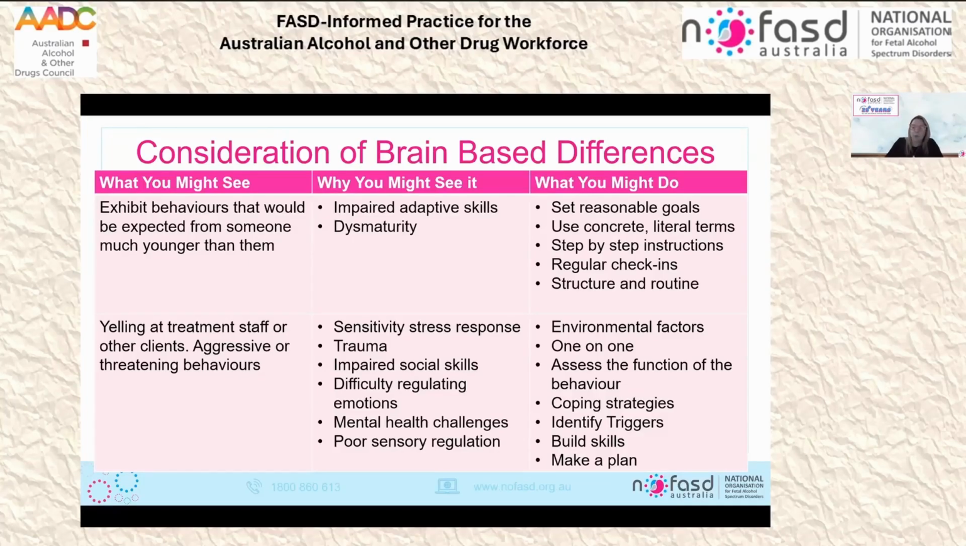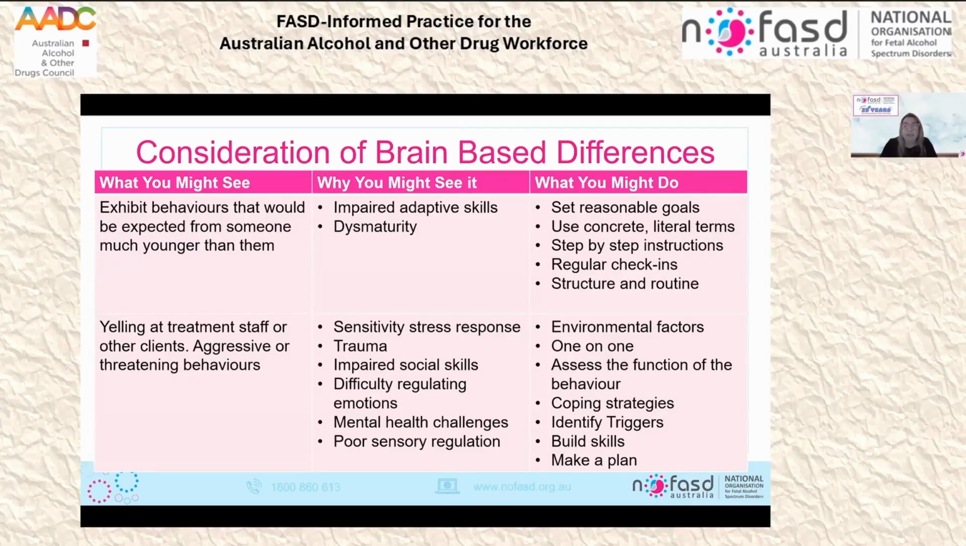We can set some reasonable goals that are consistent with the individual's actual abilities. So checking to see that they've actually got the skills to complete that task or what you're asking them to do. Using simple, concrete information. Teach them to generalise across different contexts, and providing step-by-step instructions with those visual supports as well. And that's regular check-in and maybe some one-on-one mentoring to help them through that task.